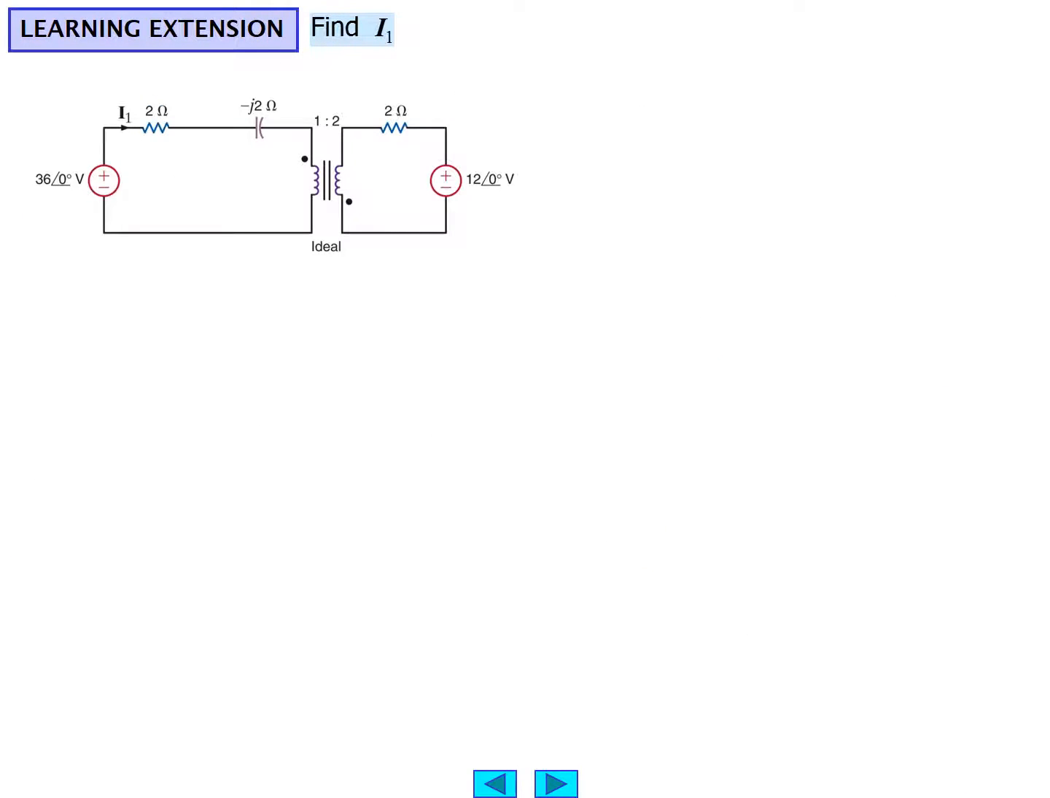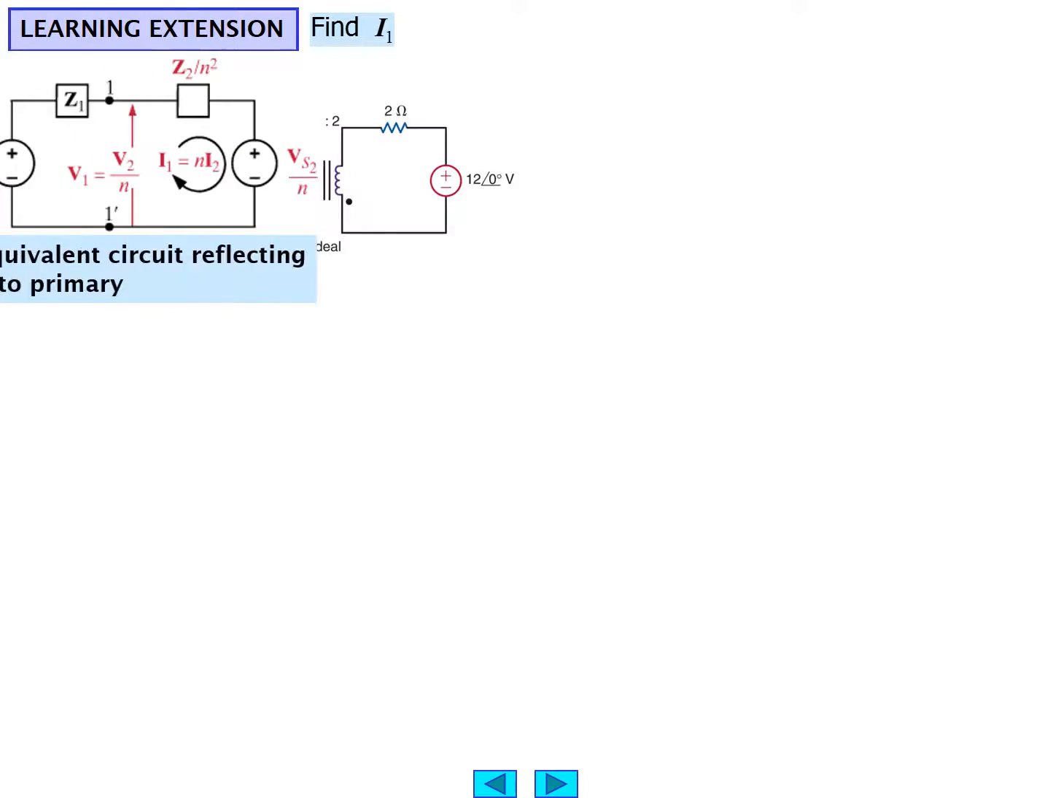Here's another learning example extension. Let's find the current I1 in a primary with a voltage source of 36 angle 0, which is then flowing through a 2 ohm resistor, a minus J2 capacitive reactance, an ideal transformer with the dots on opposite sides. We know what that means. A turns ratio of 1 to 2, a 2 ohm resistor, and an output voltage source of 12 angle 0, and we're interested in the current flowing in the first circuit, I1.